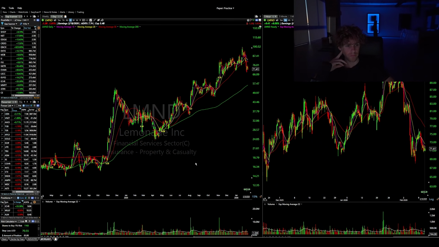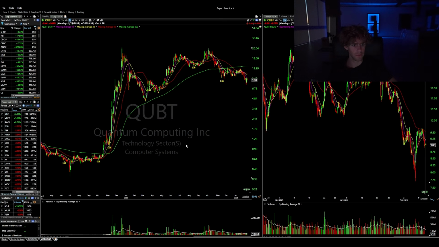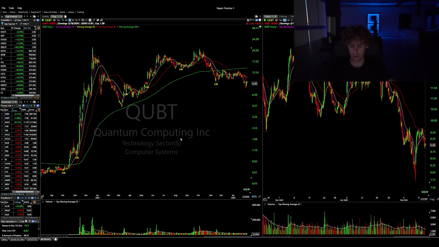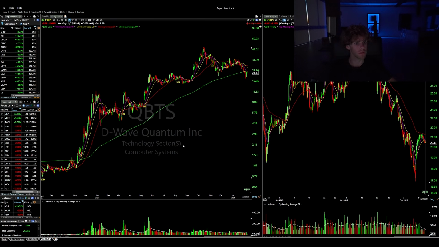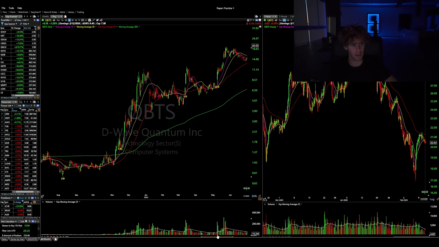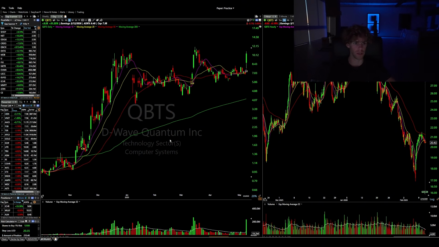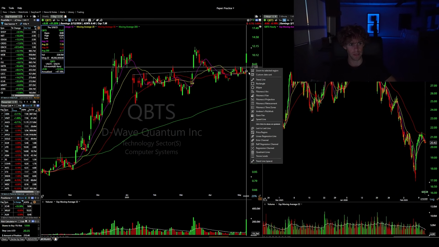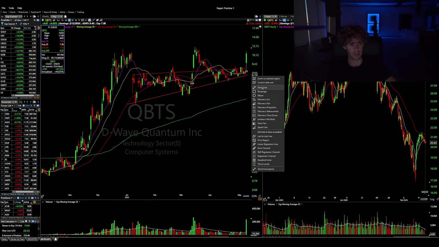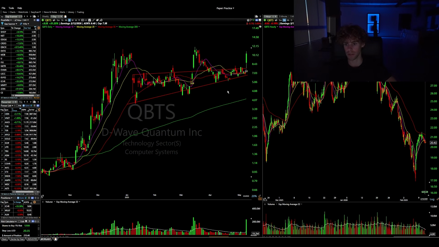Let's see. QBTS maybe? QBTS was an earnings gapper that I took. Another one that was out of a pretty strong group. These stocks were very, very strong, and this one was very sideways. See all this sideways activity? It's building higher lows. I mean, this one's tightening up a lot. This actually looks pretty good.